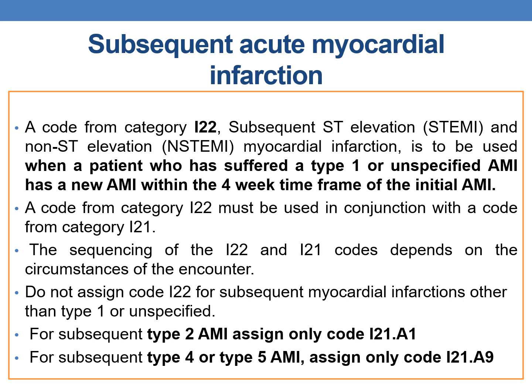And one more important point is, do not assign the code I22 for subsequent myocardial infarction other than type 1 or unspecified. I22 must be assigned only for the subsequent myocardial infarctions of type 1 or unspecified. We should not code I22 for other types. For the subsequent type 2 AMI, assign code I21.A1. And for subsequent type 4 or type 5 AMI, assign the code I21.A9.